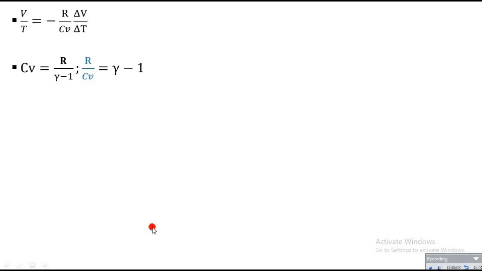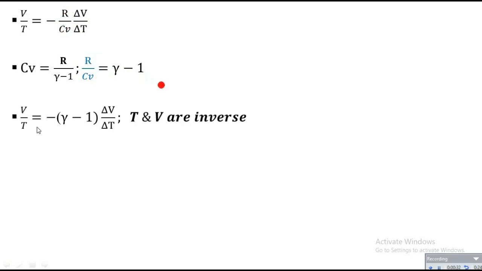So after getting dV over T is equal to minus R over Cv times dV over dT, then we know that the Cv here we can replace it by its value. Remember, we have seen that Cv is equal to R over gamma minus 1. R over Cv is equal to gamma minus 1. Then you can replace this R over Cv by gamma minus 1, so dT over T is equal to minus gamma minus 1 dV over dT.